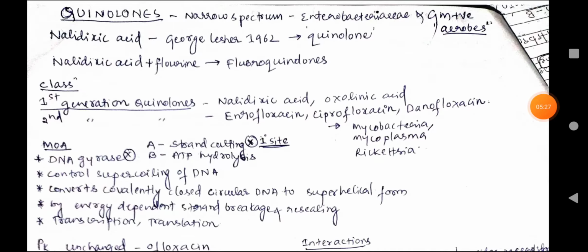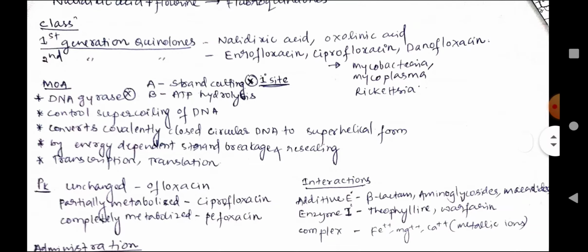And this is about quinolones. They are generally narrow spectrum, and try to remember these two types of classification as first generation and second generation: nalidixic acid and oxolinic acid are examples for the first generation, and enrofloxacin and ciprofloxacin are examples of second generation quinolones. They act by binding or inhibiting the A site of the DNA gyrase.